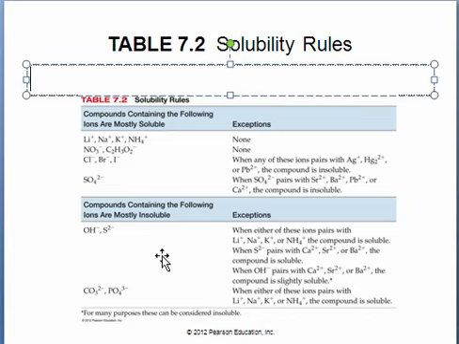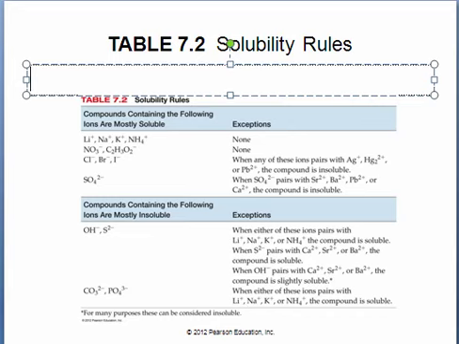Now the compounds that are usually insoluble will have hydroxide and sulfide. But here are the exceptions. Of course, if it has lithium, sodium, potassium, or ammonium with it, since these have no insoluble exceptions, then it has to be soluble. And when sulfide pairs with calcium, strontium, or barium, then it is soluble. And the same thing with hydroxide, except it's just known as slightly soluble. And then carbonate and phosphate are typically going to be insoluble unless they are paired with these cations that have no insoluble exceptions.